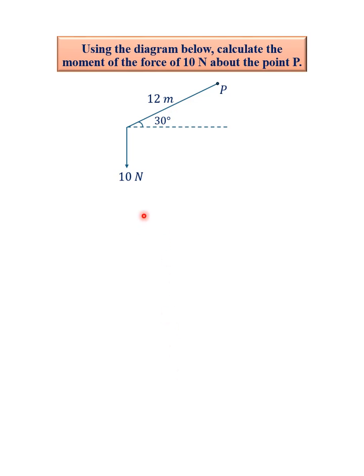In this question, we are told to calculate the moment of the force of 10 Newton about the turning point P. The moment of a force, from our previous explanation, is the product of the force and perpendicular distance. What do we mean by perpendicular distance? It means the line of application of the force and the line of the distance must be perpendicular to each other before you multiply them.